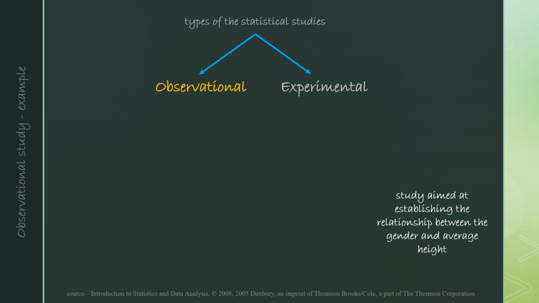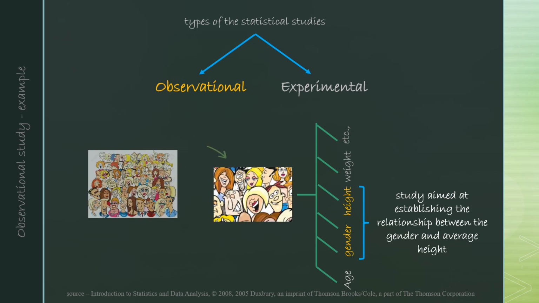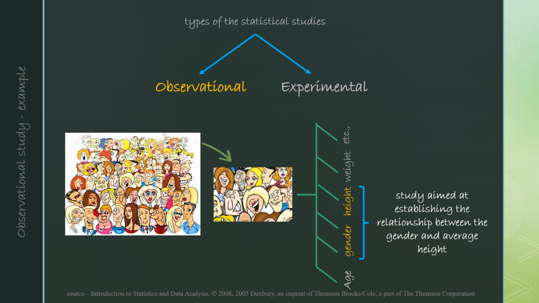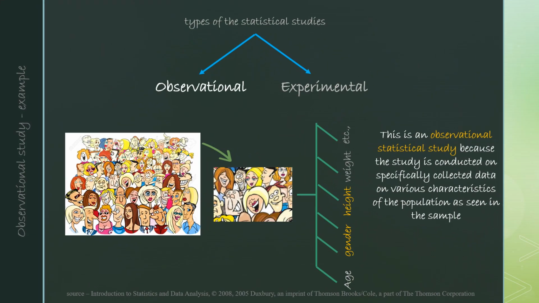For example, the study aimed at establishing the relationship between the gender and average height from a sample extracted out of a population under study. This is an observational statistical study because the study is conducted on specifically collected data on various characteristics of the population as seen in the sample, and conclusions arrived at are generalized to the entire population.